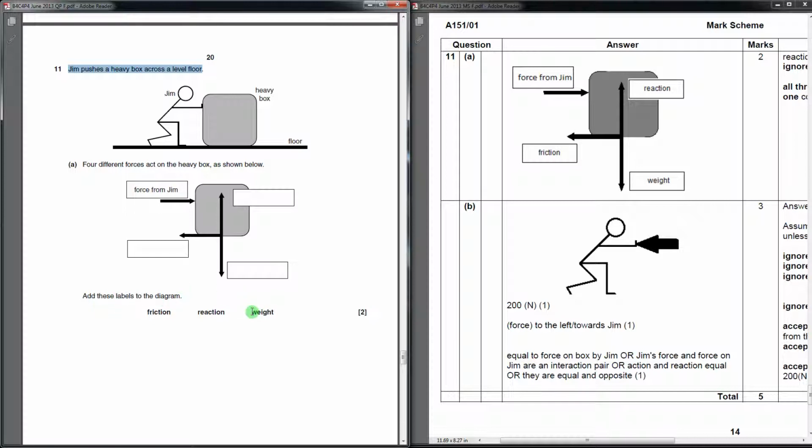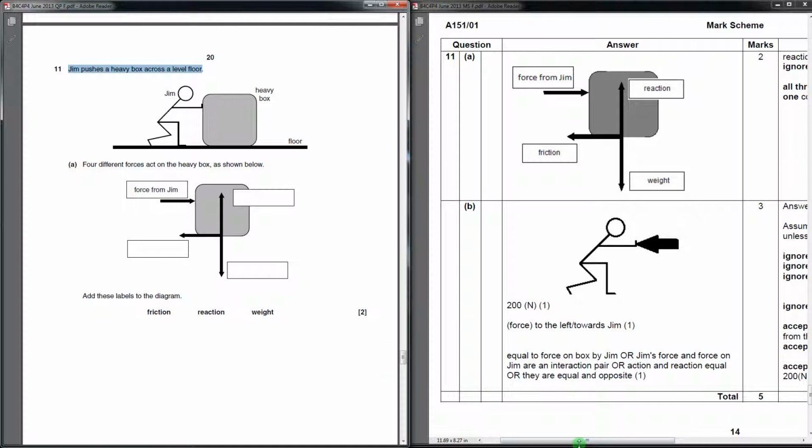We should remember that weight always acts towards the centre of the earth, so downwards. And the other easier one to remember is that friction always points in the opposite direction to the way that the object's moving. So if Jim is pushing the box to the right, friction will point to the left. That gives you the weight and the friction, and even if you can't remember what reaction is, which is the force of a surface pushing up on an object to stop it falling through the surface, the other two should give you that, because that's the only space left. So it's reaction up here, weight down the bottom here, and friction pointing to the left for those 2 marks.